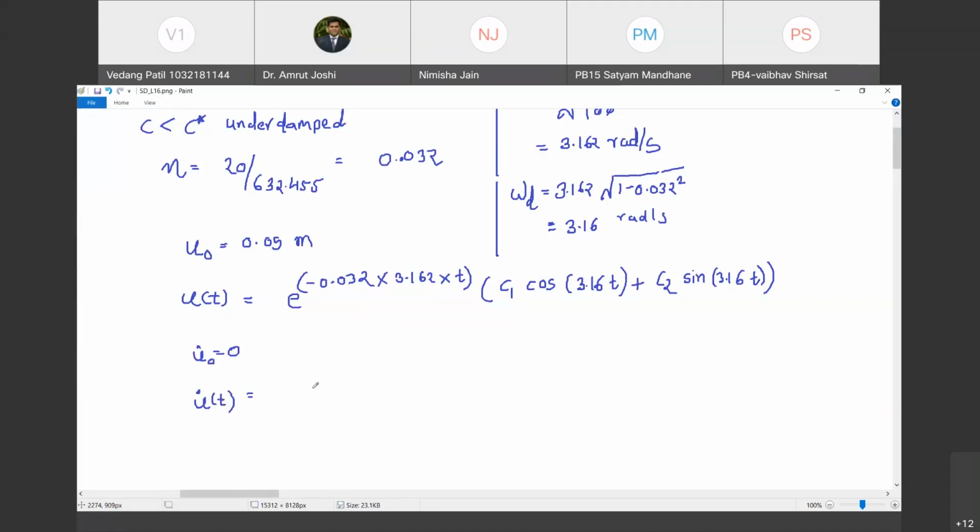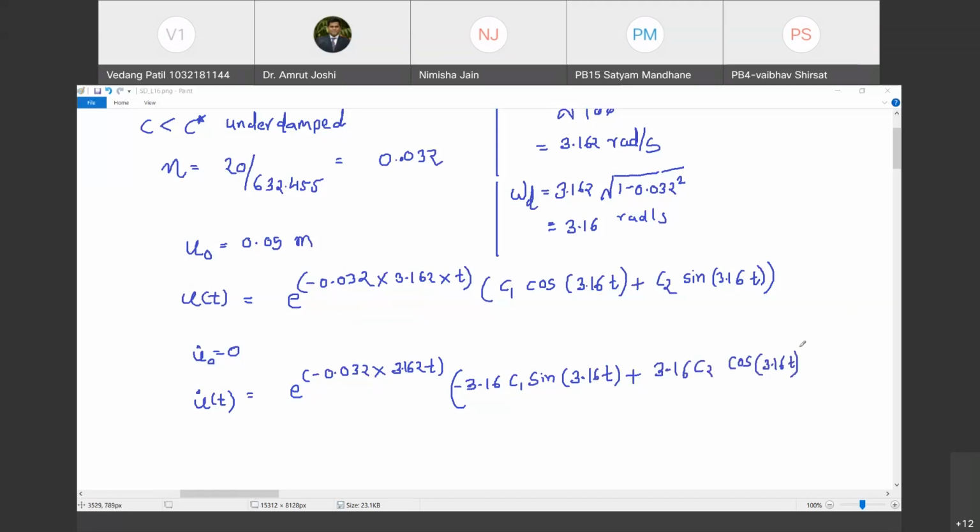Tell me. E raised to minus eta omega t, keep t as it is. And then take the derivative of whatever is inside. So it is going to be minus 3.16 C1 sin 3.16 t. Do you agree with me? Yes, sir, with the negative sign. And then plus 3.16 C2 cos 3.16 t. Happy? Yes, sir.